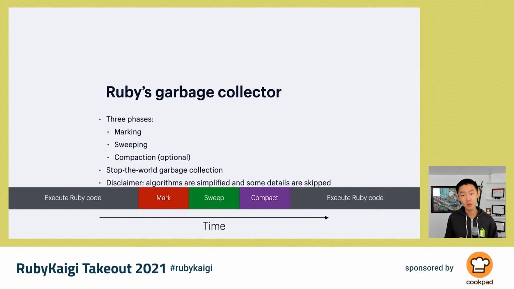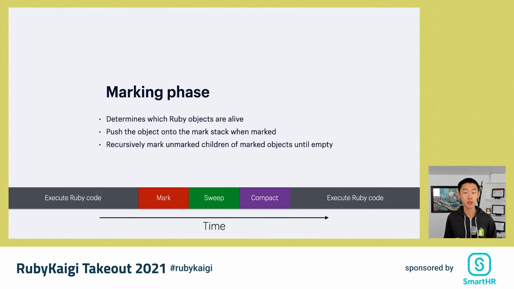The garbage collector in Ruby is fairly complex, so we can't possibly cover all the technical details in just a few minutes, but we'll provide a very high-level overview that contains all the information you will need to know for this talk. Let's first look at marking. Marking is the phase where we determine which Ruby objects are alive and which ones can be freed. We first mark the roots, which include things like global variables, classes, modules, and constants. We then recursively mark unmarked children of the marked objects until the mark stack is empty.